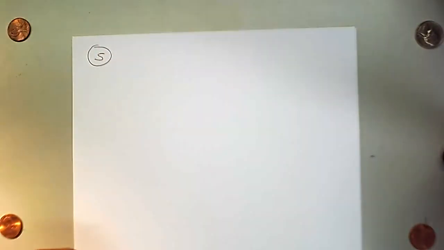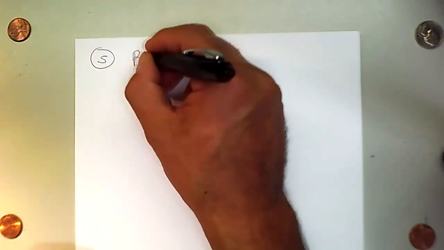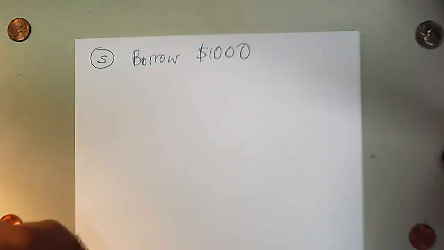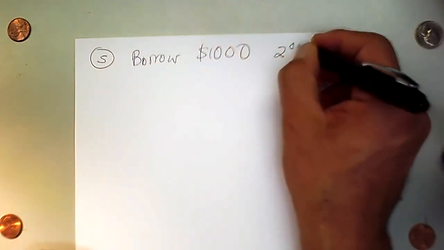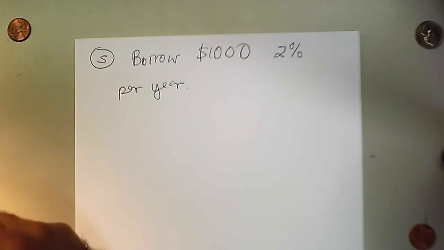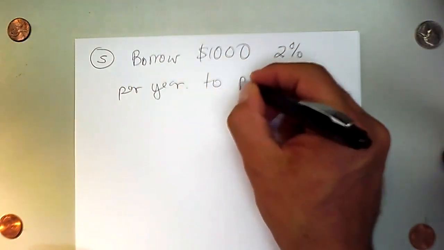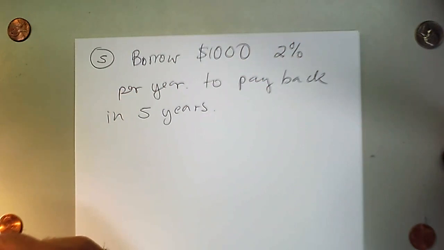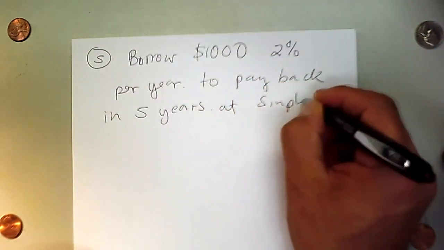1, 2, 3, 4. I'm counting the examples. So the next example will be example 5. Let's say you borrow money from a relative. Let's keep things simple. You borrow $1,000 from a relative, and the relative is going to charge 2% per year. And you're going to pay back in, I don't know, you're going to go to college or something, and you're going to pay back in 5 years. At simple interest.